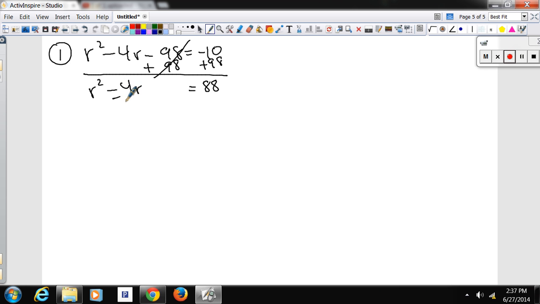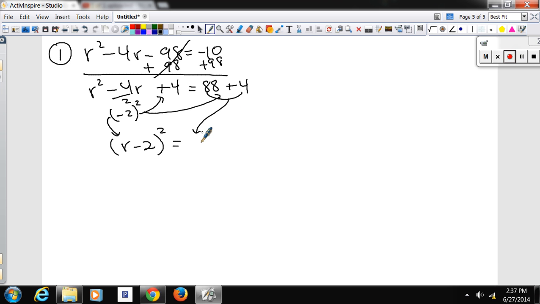You are going to divide this by 2 and square it. You're going to add that to both sides. That's going to get added to both sides. And this right here is going to be in your parentheses. R minus 2 squared is going to be in your parentheses, and you're going to add these 2 together and get 92. That's how fast these can go. Square root both sides. Square root and the square cancel out. R minus 2 equals plus or minus radical 92.